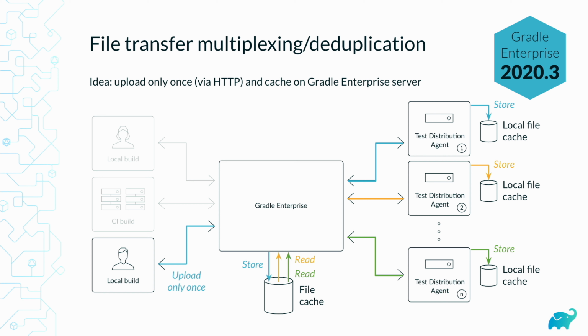It would only be uploaded once by the build, and it would use separate HTTP connections to do so, a couple in parallel as well, and then the agents would eventually be notified by the Gradle Enterprise server so that they can download the file and store it in their local file caches.